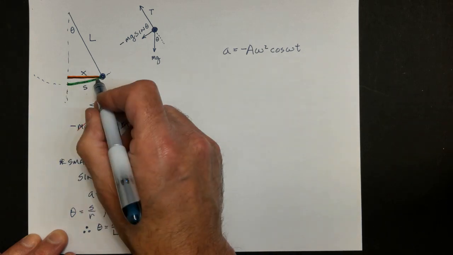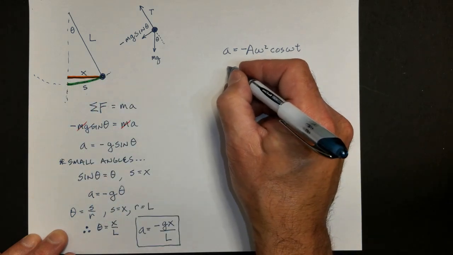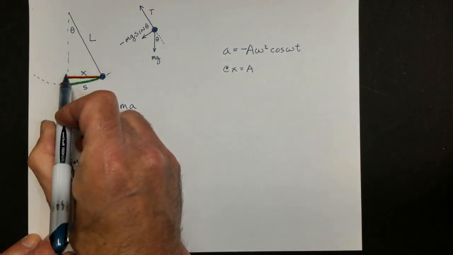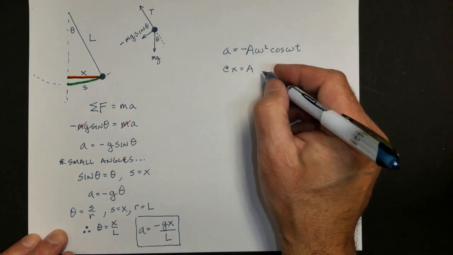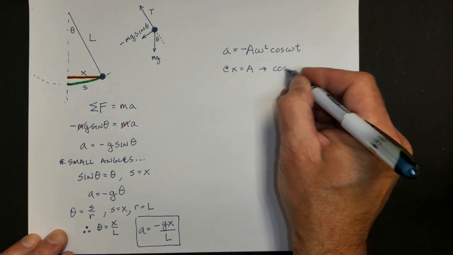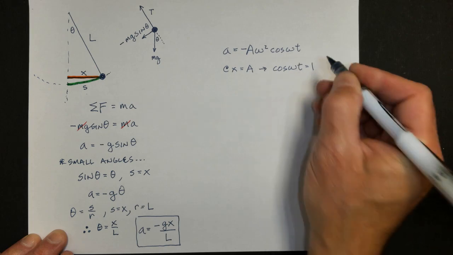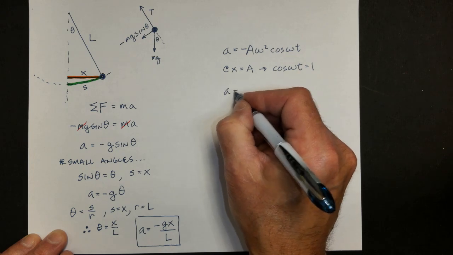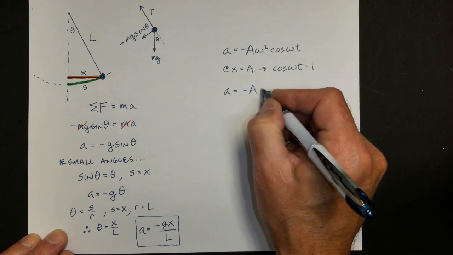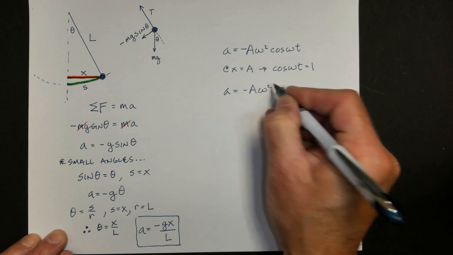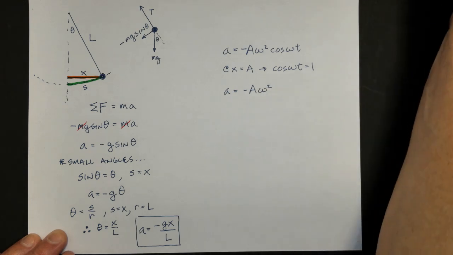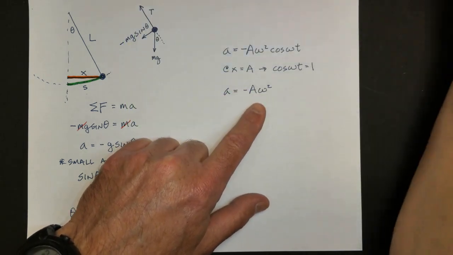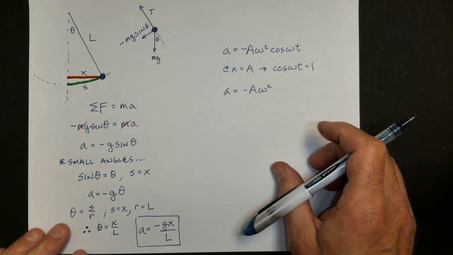Okay? Now, when the displacement from equilibrium is at x equals A, meaning we've got it to the full amplitude, we know that cosine omega t equals 1. So we can basically just eliminate that and say that a equals negative A omega squared. Okay? And that, of course, is also the expression for the maximum acceleration, and the maximum acceleration for the pendulum occurs when it has its greatest displacement from equilibrium.